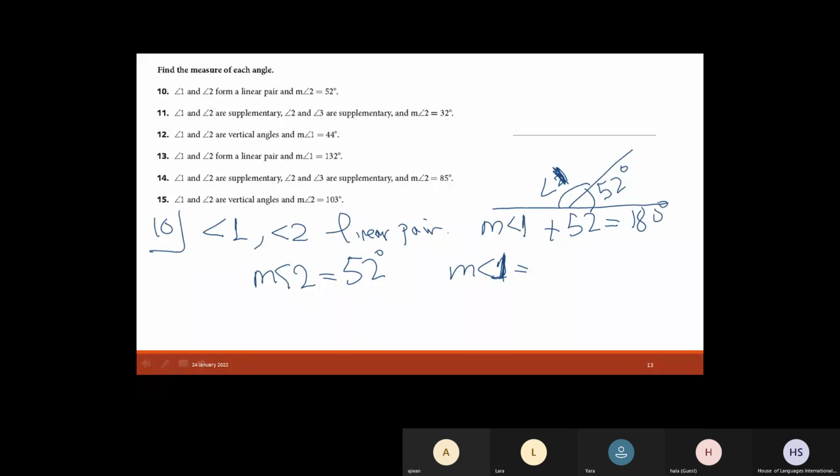180. So then, how do you solve it? How do you know the measure of angle 1? You will subtract: 180 minus 52. Let's make it like this. 10 minus 2, 8. 7 minus 5, 2. 1. So what is the measure of the angle? 128.